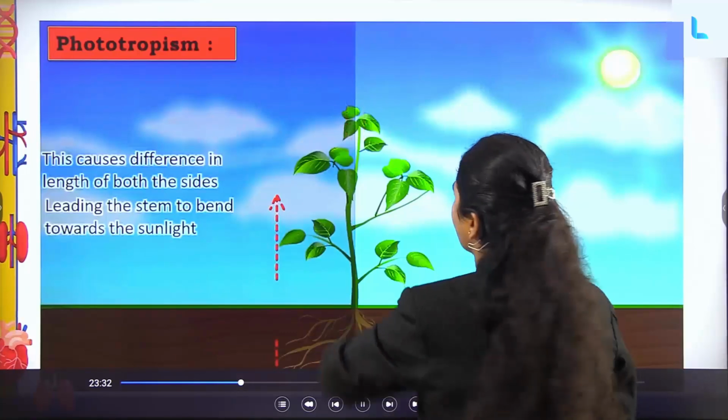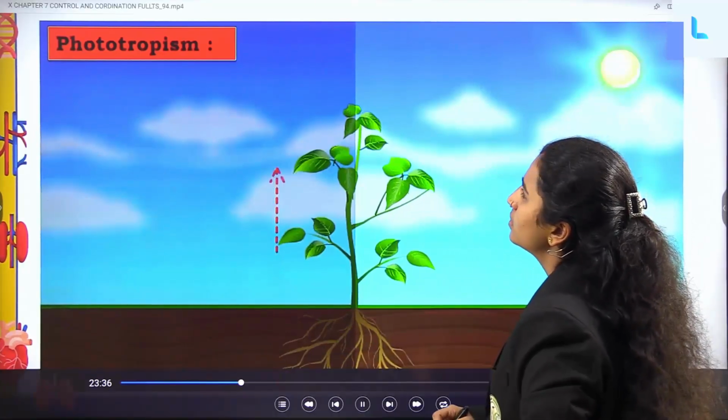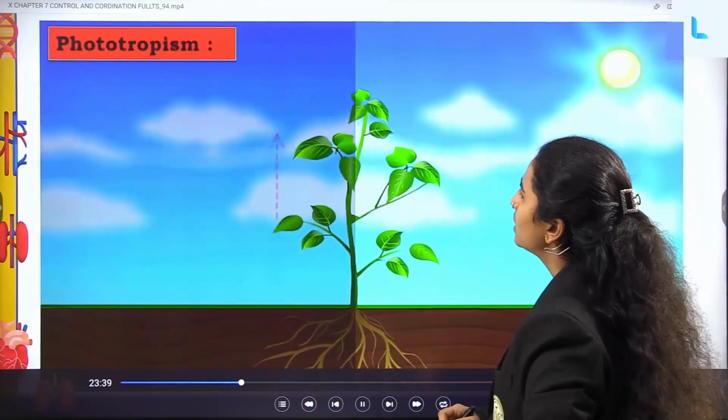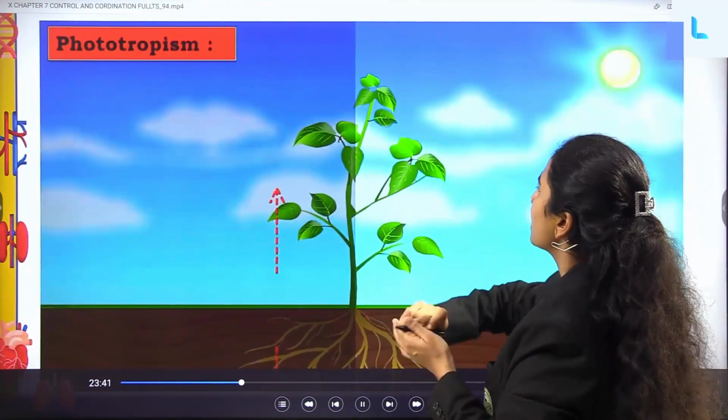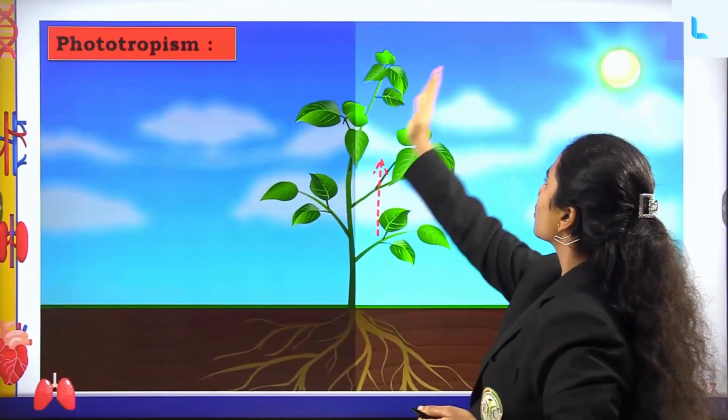So you can see here clearly. And the plant is growing, you can see. Once it is growing, it is bending towards the sunlight completely. So it is growing like this.